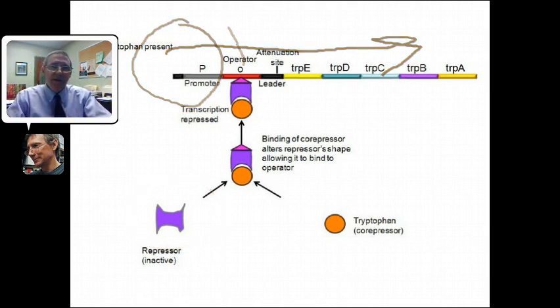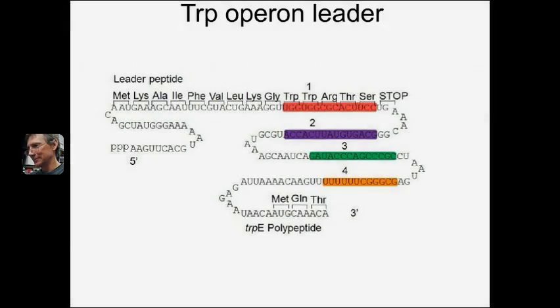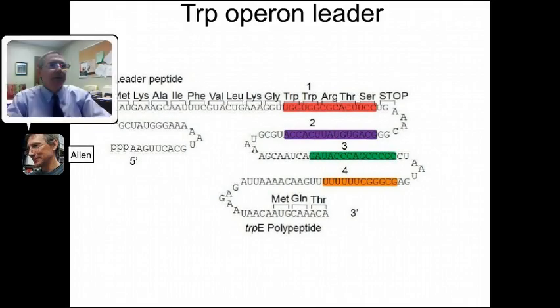Well, apparently, it's really important not to make too much tryptophan, because E. coli has another mechanism, a sort of a fail-safe mechanism, to ensure that this operon doesn't get transcribed when there's plenty of tryptophan around. In order to understand this fail-safe mechanism, which is known as attenuation, we need to look at the sequence of what's called the trp leader.